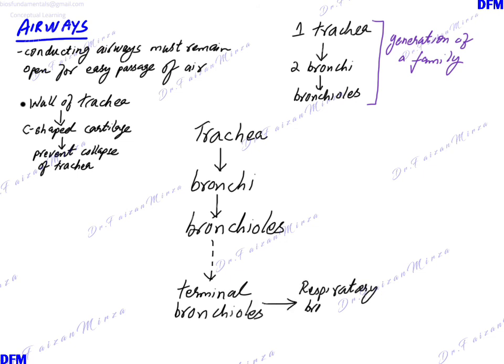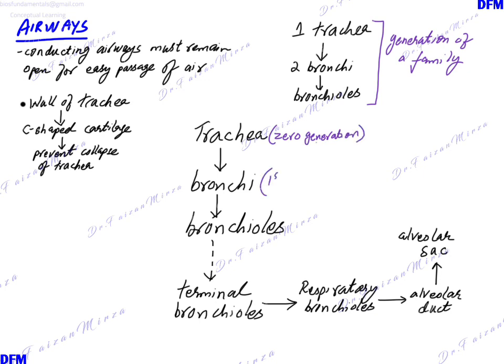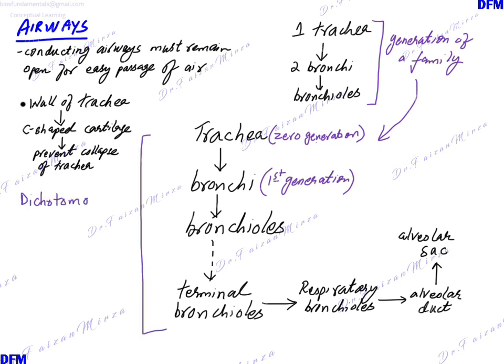The main idea is to bring the inhaled air in close proximity to the blood supply, so gaseous exchange can occur between the alveolar air and blood. The trachea is regarded as the zero generation, the bronchi as the first generation, and so on. We have already covered the generations of the family and dichotomous branching, but you need to just recall those concepts.